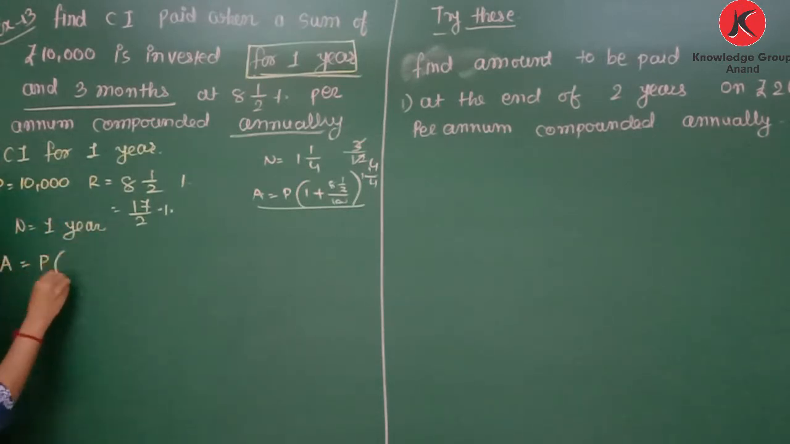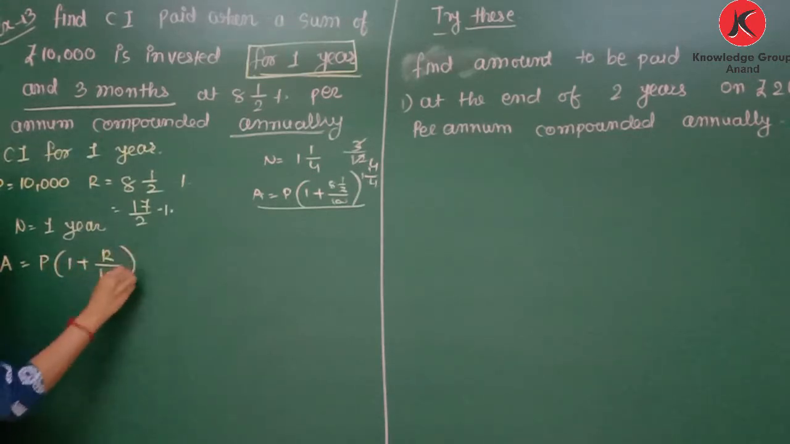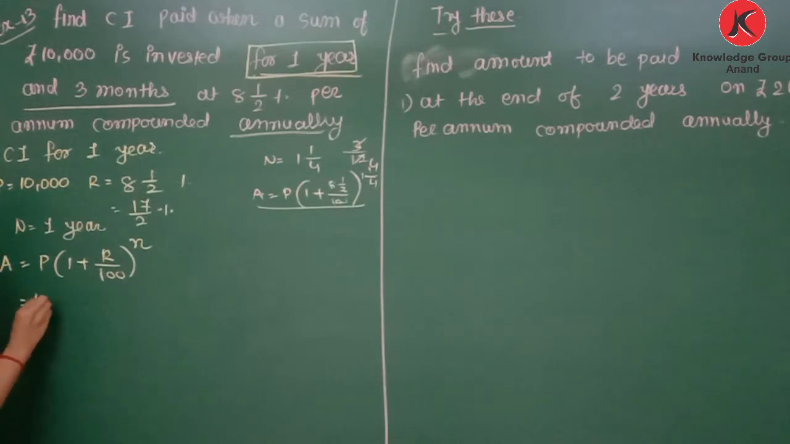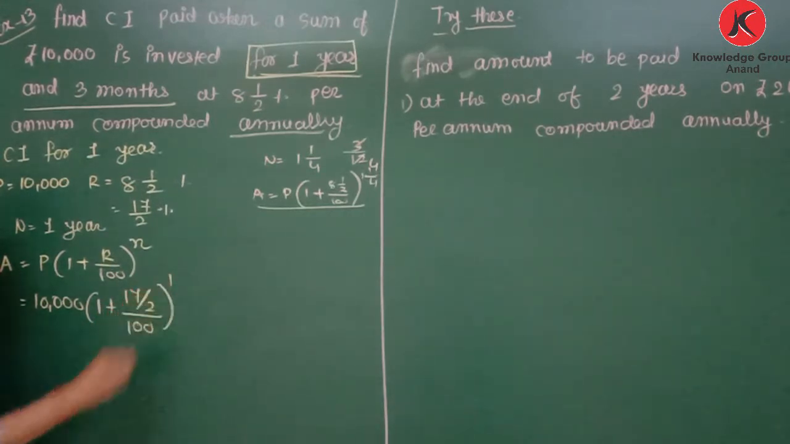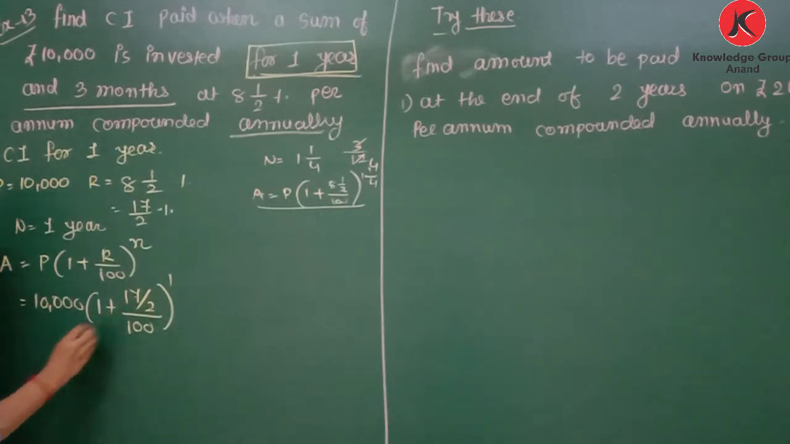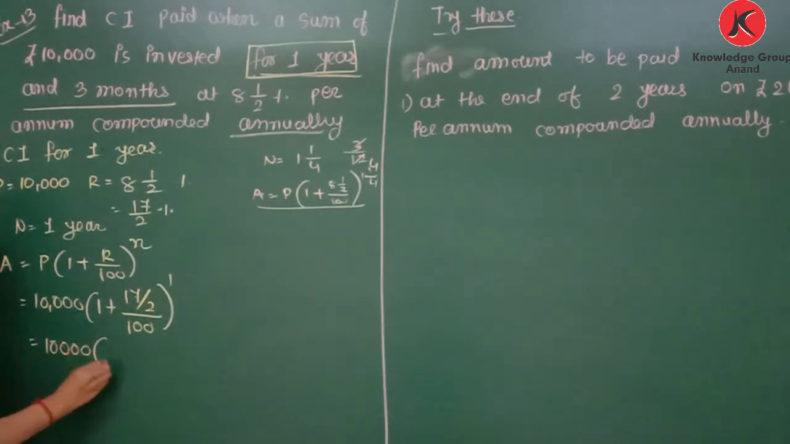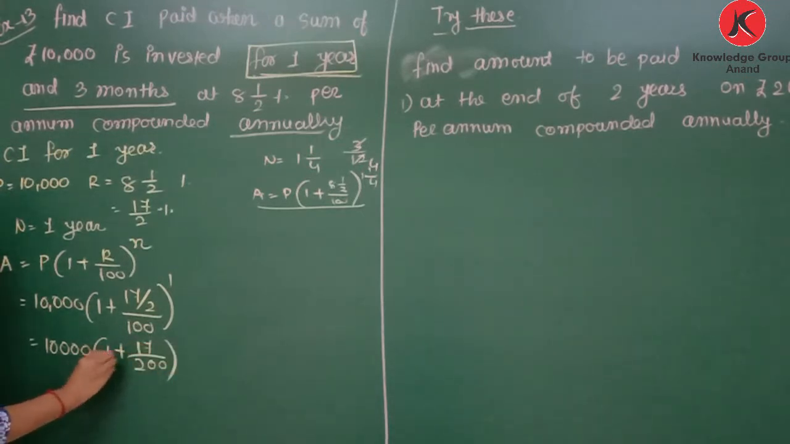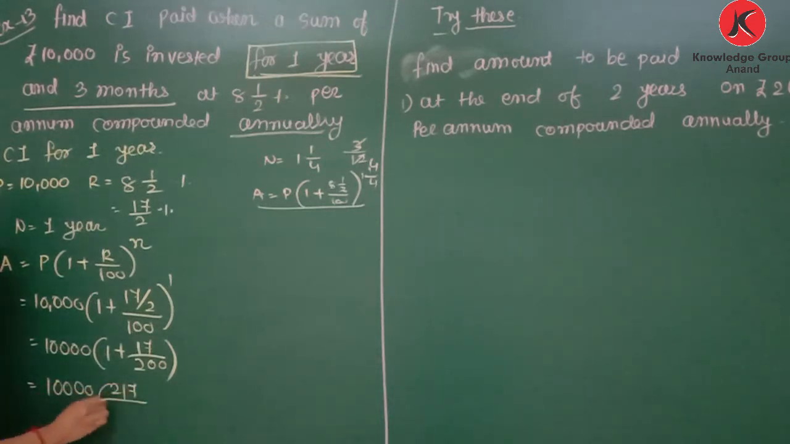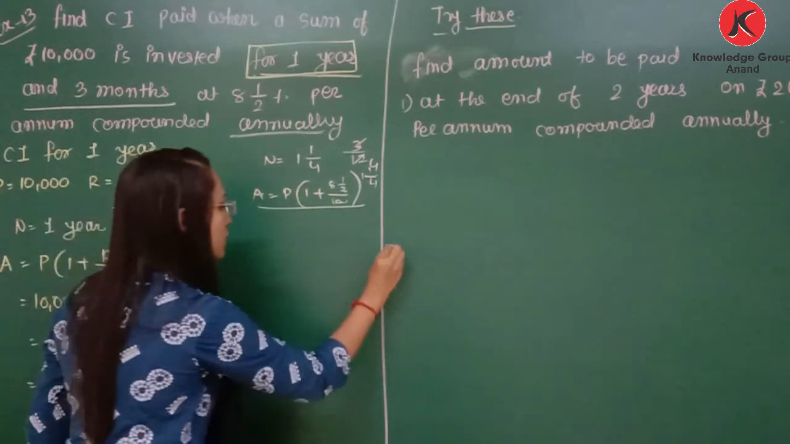Okay. Now write the equation. A is equal to P inside the bracket 1 plus R divided by 100, raised to n. So P is 10,000. 1 plus rate of interest is 17/2 divided by 100, raised to 1. Now this 2 will be multiplied with 100. So 10,000 times 1 plus 17/200. So 200 ones are 200 plus 17 is 217, divided by 200. So here the zeros will be cancelled. 50. 217 multiplied with 50.